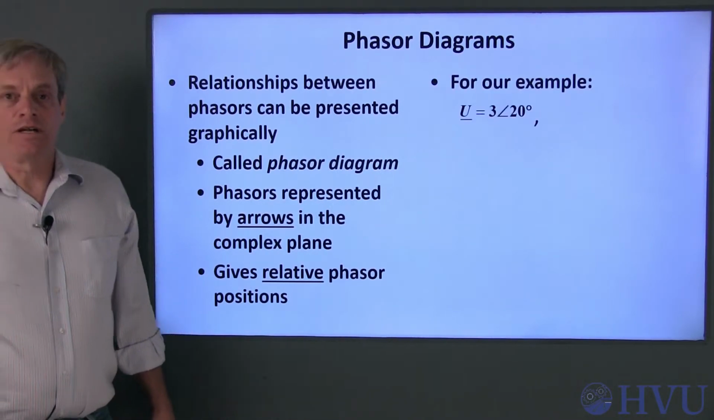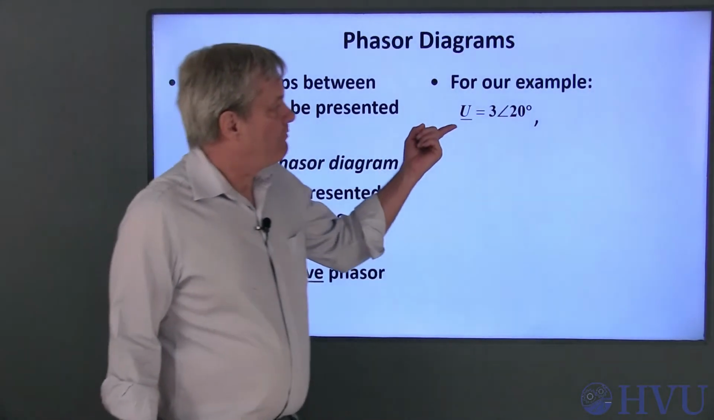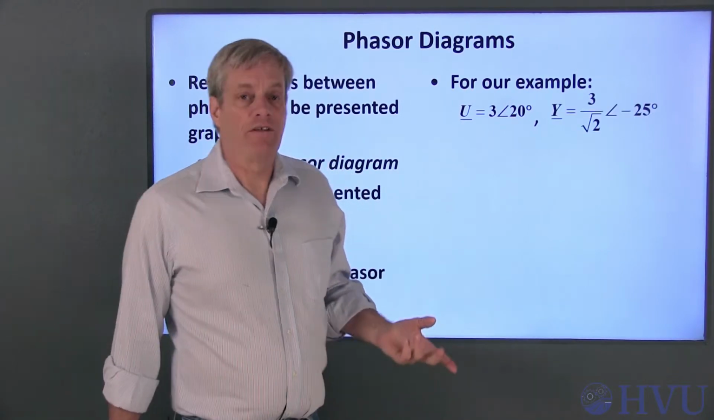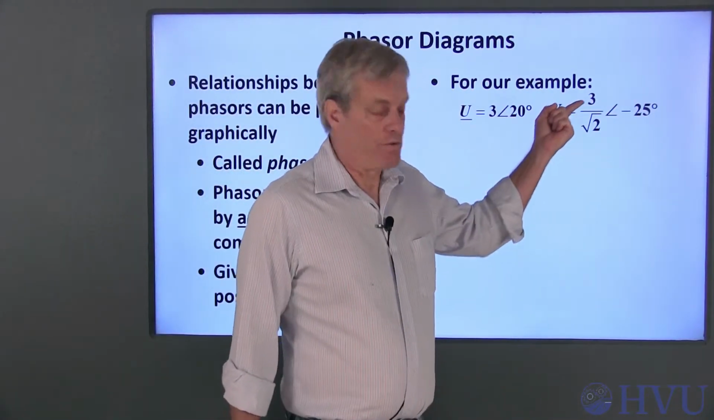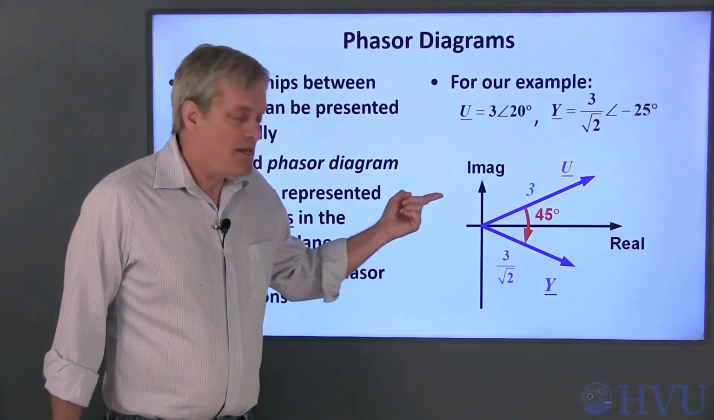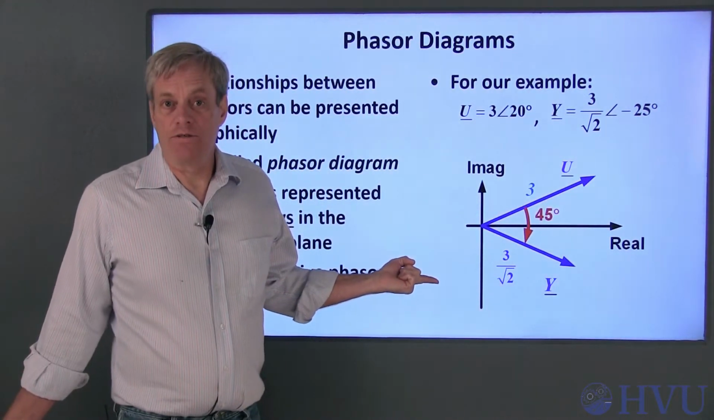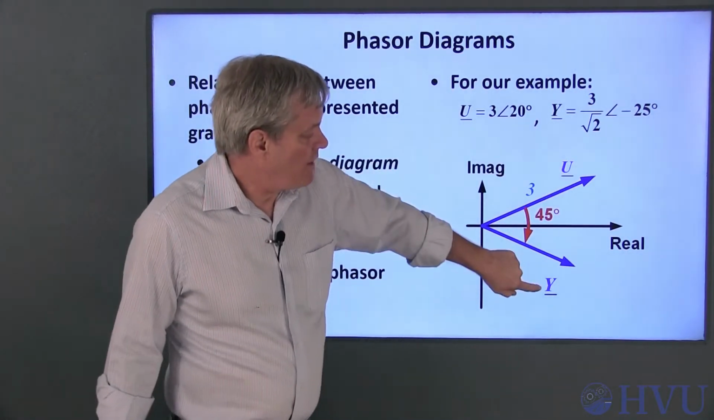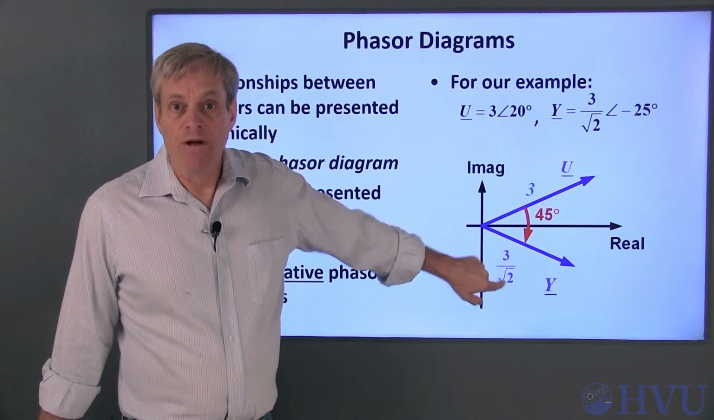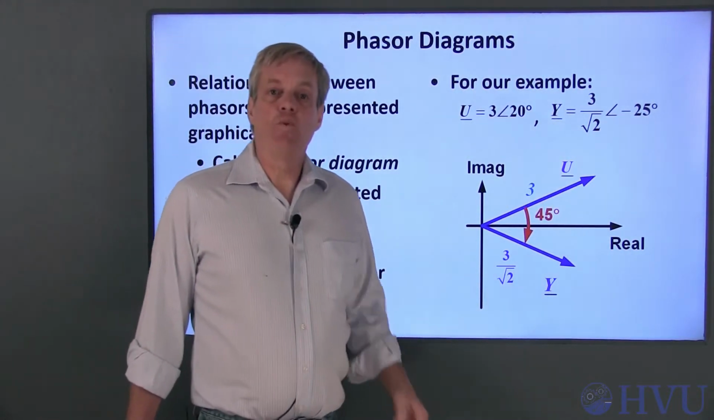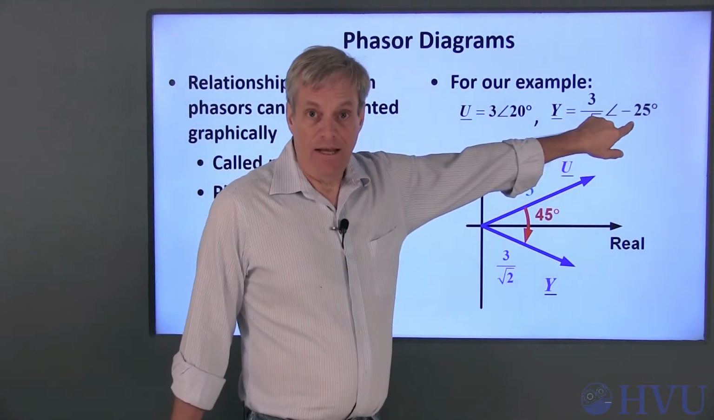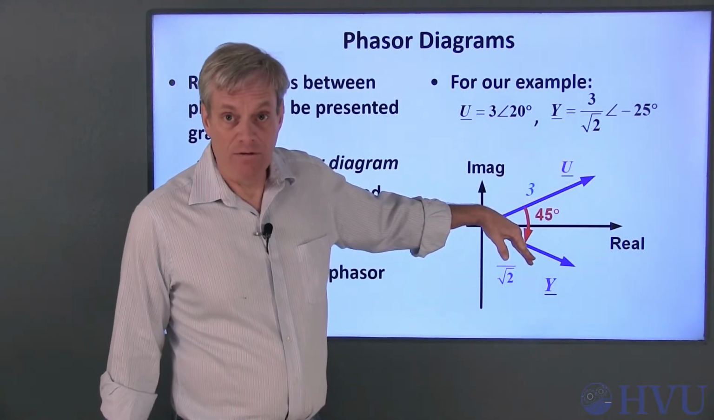For the RC circuit example we've been working on, the input phasor, U, is 3 at an angle of 20 degrees. We found that the output phasor, Y, was 3 over root 2 at an angle of negative 25 degrees. This is a phasor diagram of the two phasors. The phasors are labeled U and Y, and their magnitudes are shown, 3 and 3 over root 2. Likewise, the phase angle between the two is also indicated on the diagram. 20 minus a negative 25 degrees is 45 degrees.